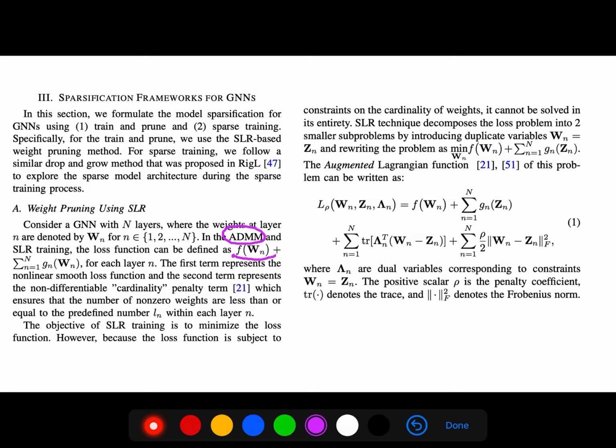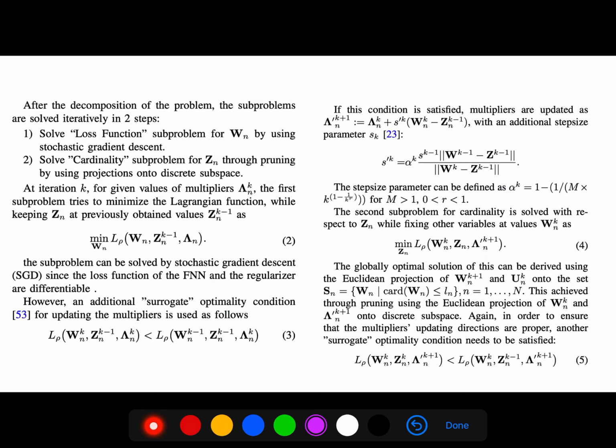So here, W_n has a duplicate variable, Z_n. That's it. You got the idea. That is the augmented Lagrangian function here. But we also add this trace and this Frobenius norm to make sure they are the same, because we are saying explicitly they are duplicates. So we need to enforce it in our optimization. That's why we put it explicitly in our objective.